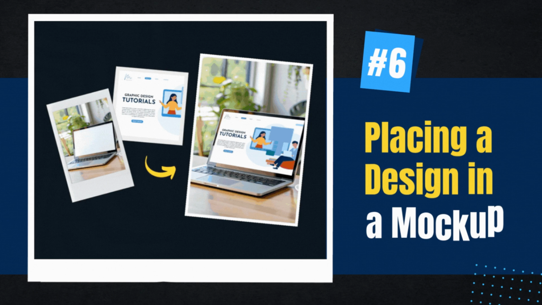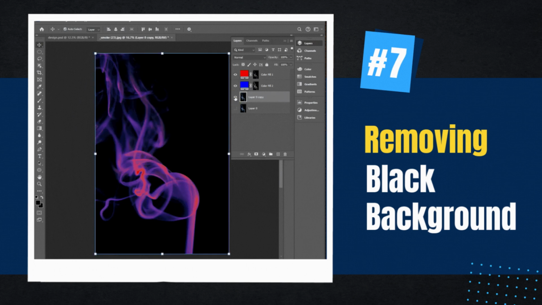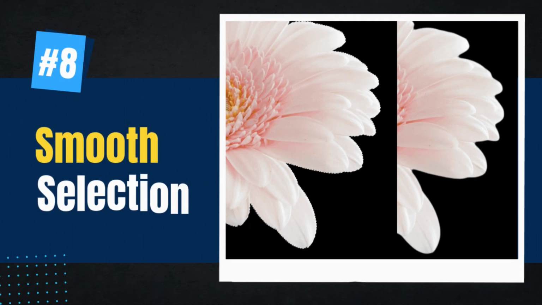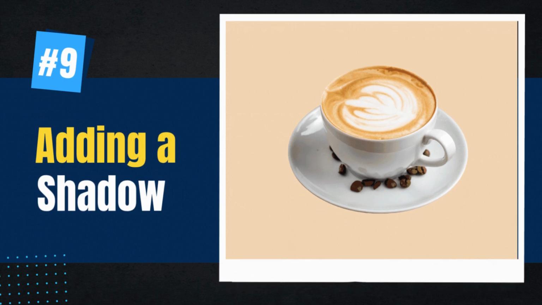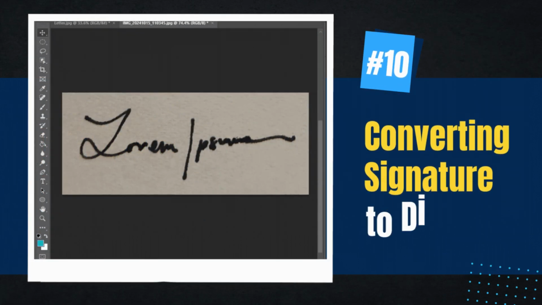Sixth, placing a design in a mockup. Seventh, removing a black background. Eighth, making a smooth selection. Ninth, adding a shadow. Lastly, converting a signature to digital.